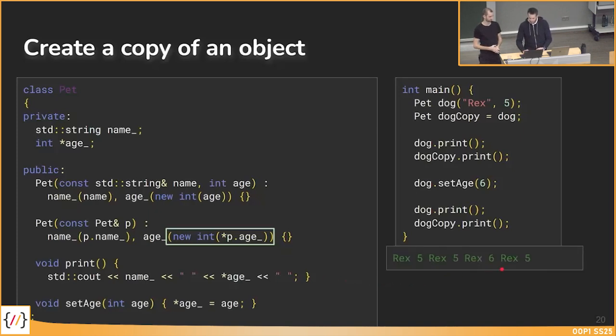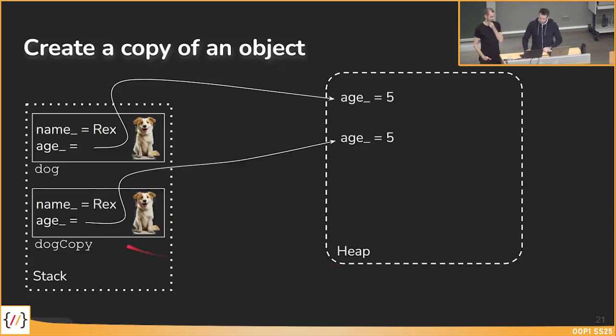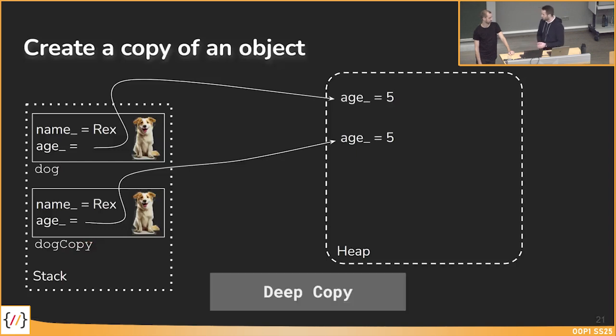After changing it, we then have rex5 here at the end, which is what we want to have. Looking at our memory again, in this case we now allocate new memory for this pointer here, meaning that we have a separate h value on the heap. And if we now call the set h method of the first dog, then it just changes this value here, and this is for sure a different one than the second dog has. And this is the deep copy which we want to have in most cases in practice.